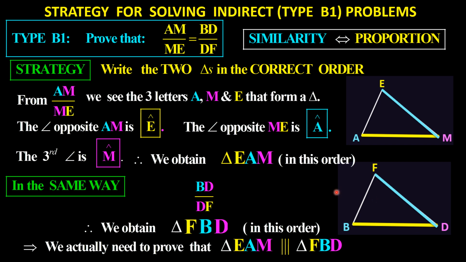So I don't even have to look at the diagram. I can just look at the lettering of the proportion, AM over ME, and that can give us our two. From the lettering, you can see what are the triangles, and then at the same time, you get them in the correct order there, right? Now we're going to practice this in the next slide for you to get used to the strategy. This is going to be the key strategy for solving indirect type of problems there. In other words, identifying the two triangles and at the same time, not just identifying them, having them in the correct order there. Let's get some practice.